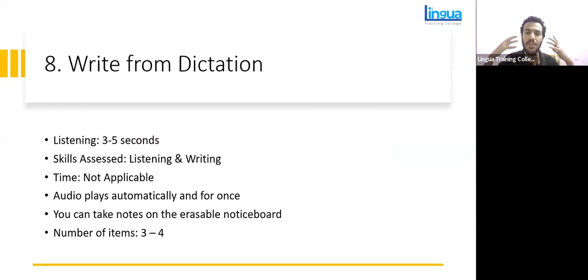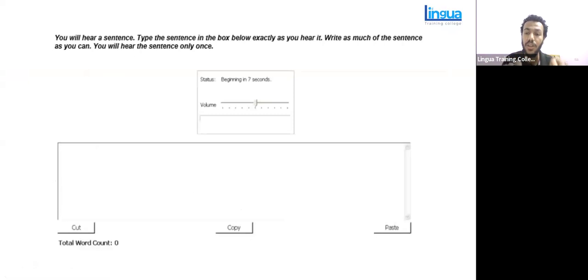You listen to a text, a short recording, and you type what you heard from beginning to end. 3 to 5 seconds, this is the length of the audio. You listen and type, the task is repeated 3 to 4 times, and you hear it only once. You can type on the keyboard right away, or maybe you use the pen and the notebook you get while in the test.